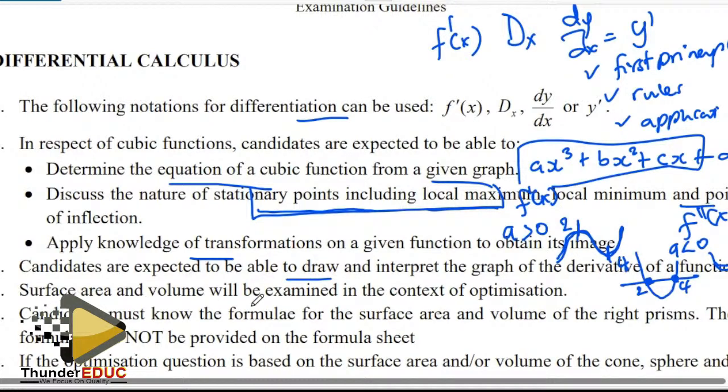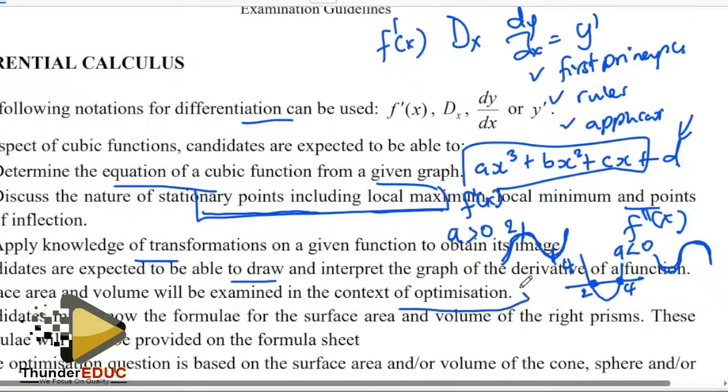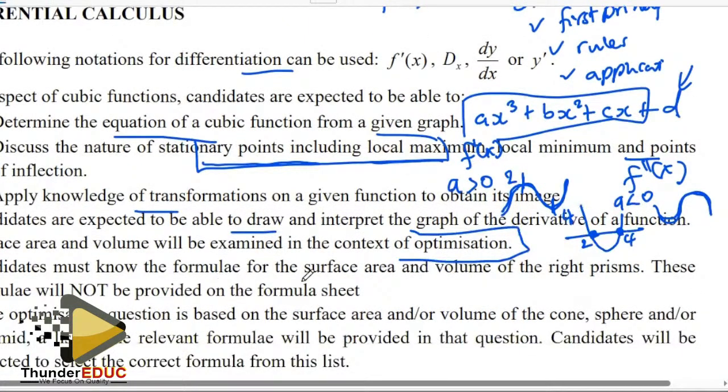Then surface area and volume will be examined in the context of optimization. In other words, when they're asking for minimum and maximum surface area, maximum volume, these you need to know. And the formulas, you need to have them ready because they're not going to give you these formulas. Okay, candidates must know the formula of the surface area and the volume of right prisms. Okay, rectangular prism, the cube, and so on and so forth.